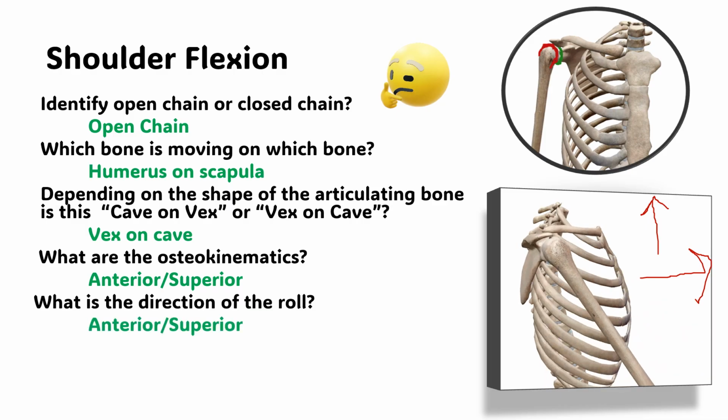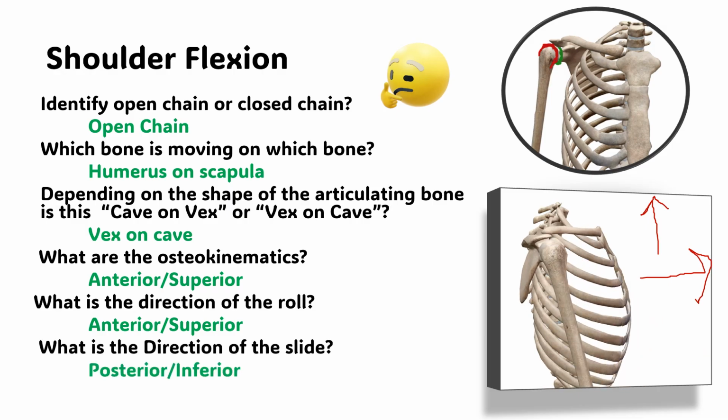Thus, if we know the roll will follow the bone, the roll will be anterior superior. So the last question that we have to ask ourselves is, what is the direction of the slide? Well, let's go back. We're applying our convex on concave rule, where the rule states roll and slide are opposite. Well, what's the opposite of anterior superior? The opposite of anterior superior is posterior inferior. Thus, during shoulder flexion, we will have a posterior inferior slide and an anterior superior roll.